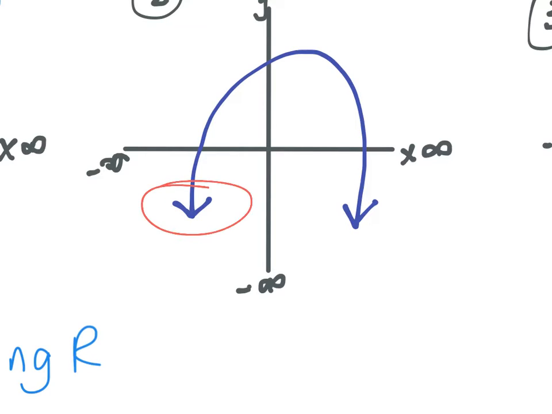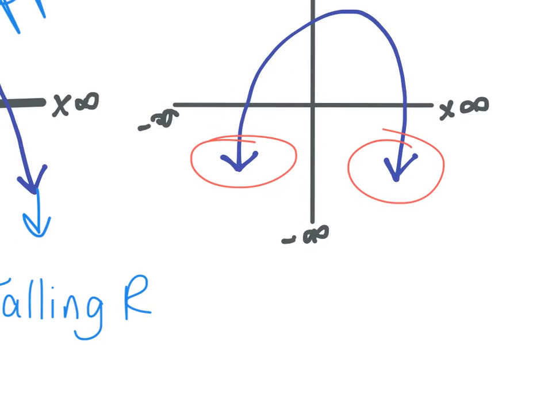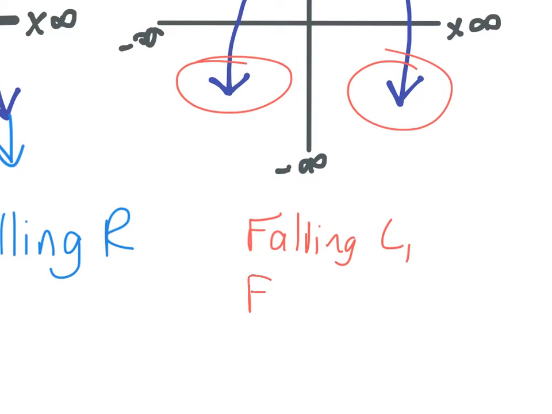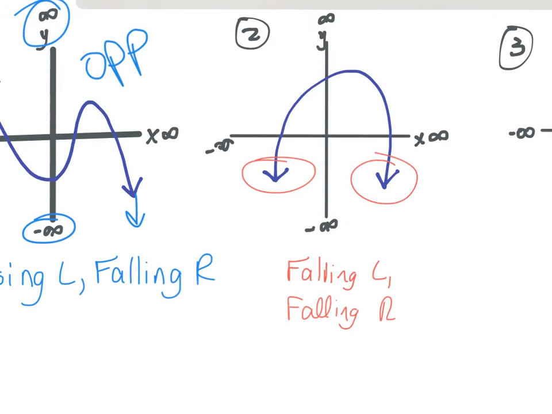What are they both doing? They're both falling. They're both going down. So you guys would tell me that they're falling left and what? Falling right. Good. As x approaches infinity, y approaches negative infinity. As x approaches negative infinity, y approaches negative infinity. They're both going the same direction.